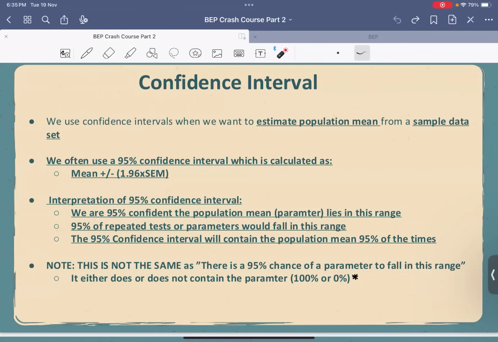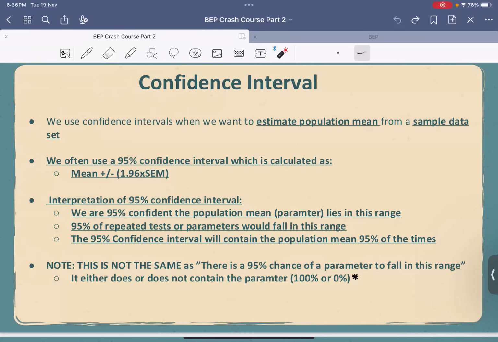The first one is we are 95% confident that the population mean lies in this range. The second one is 95% of repeated tests or parameters would fall in this range. And this is the most commonly asked one in the past. And then there's the 95% confidence interval will contain the population mean 95% of the time. The most confusing option with it is that there is a 95% chance of a parameter to fall in this range. Now, why is this wrong?